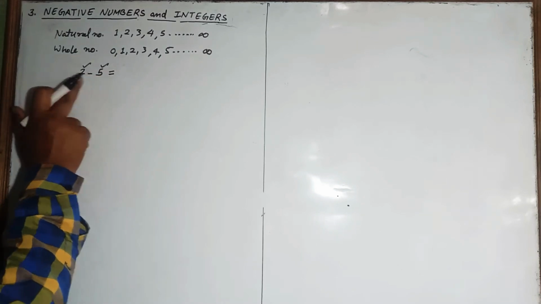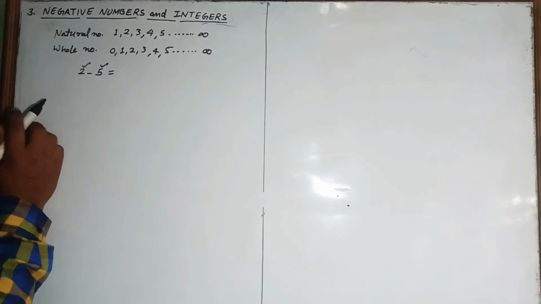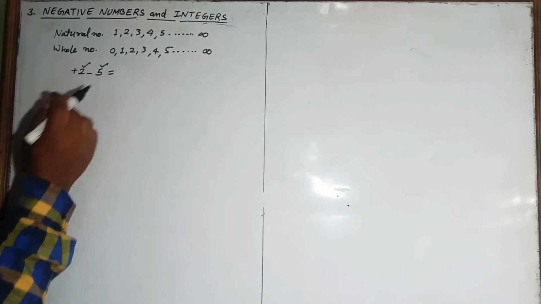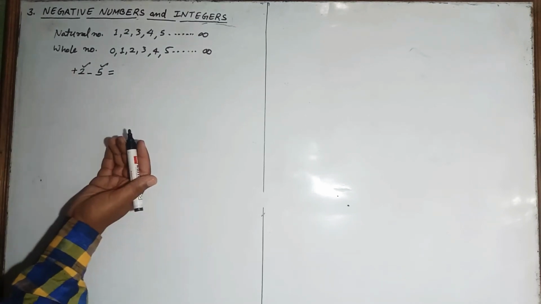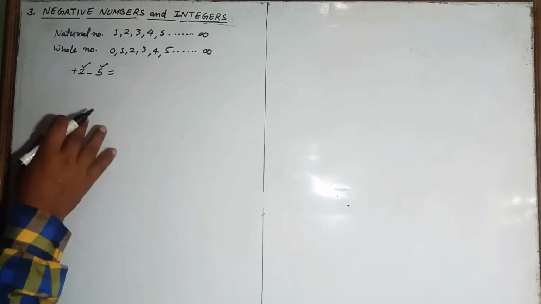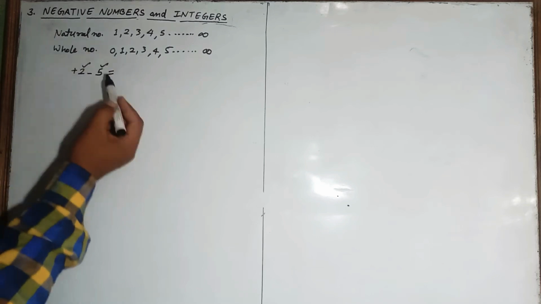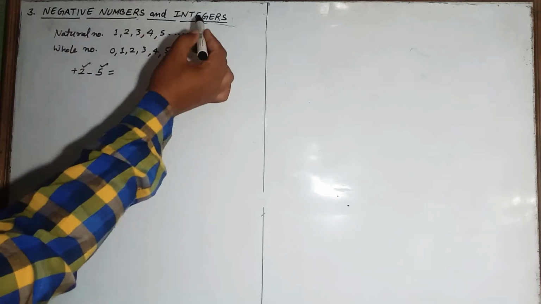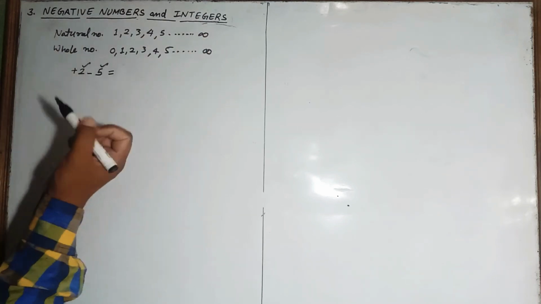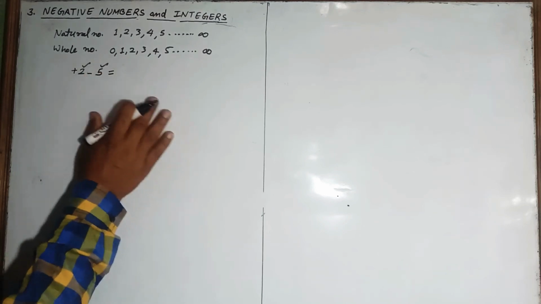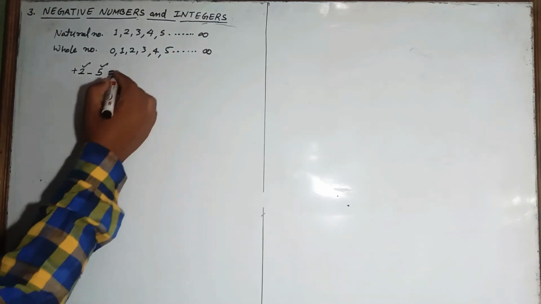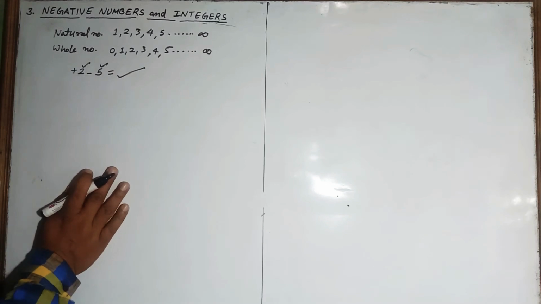So we know that there are negative numbers: this one is plus 2, this one is minus 5. So what will be our result? Up to now we were not able to find out how we will calculate this one, but after knowing negative numbers or integers, we will be able to give the answer to this question. So after reading this chapter, you will be able to solve these kinds of problems.